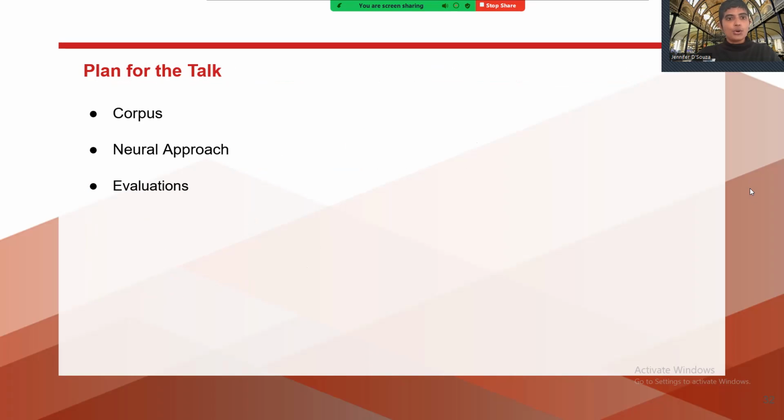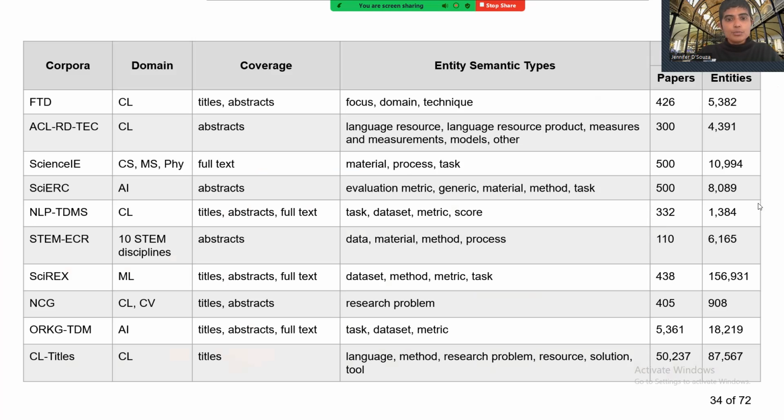So the plan for the talk is to first introduce our corpus, then discuss the approach and conclude with evaluations. So we start with the corpus. In order to build our CS-NER corpus, we reviewed existing work on scholarly domain named entity recognition.